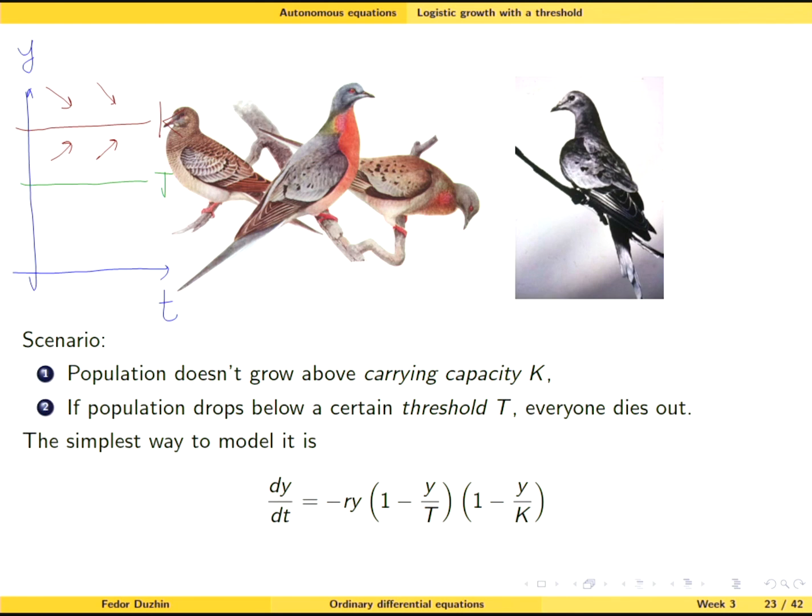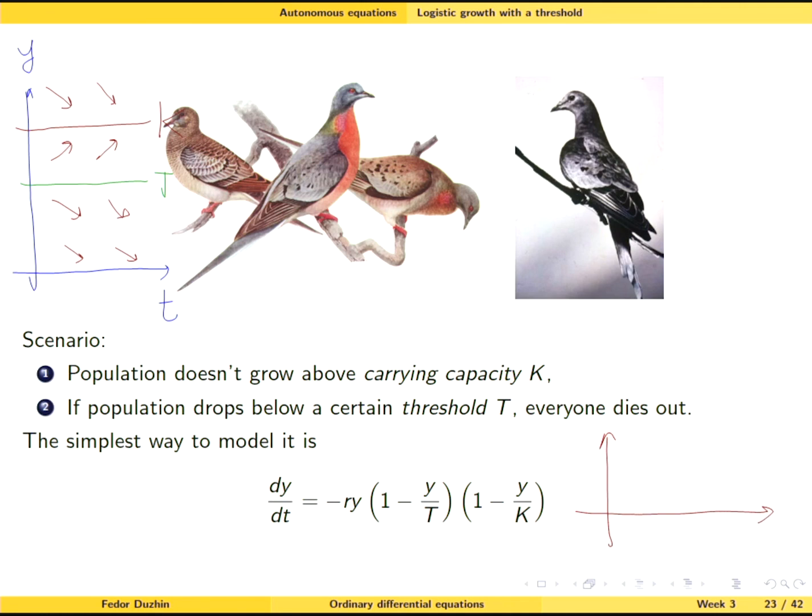But then not below T, because below T, all arrows also point downwards, which tells us that if the initial population is below T, then it's going to decline, and the limit is going to be 0. Well, and then if you think about it, as the right-hand side of the differential equation, you need a function such that its zeros are 0, T, and K. So let me try to plot it here.